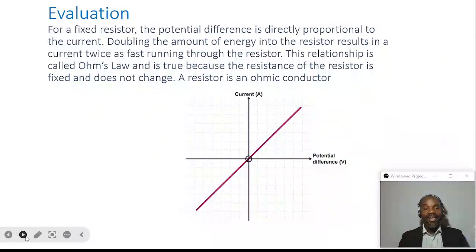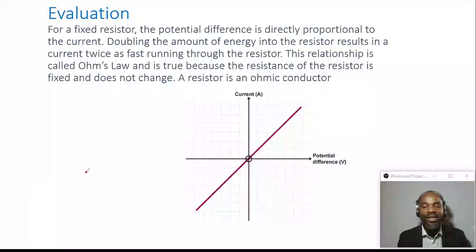Boom! Once again, we have a relationship between current and potential difference. You can see current is plotted against potential difference, right? And a straight line graph from the origin, traversing from the negative side of the graph to the positive side of the graph. What does this tell us?